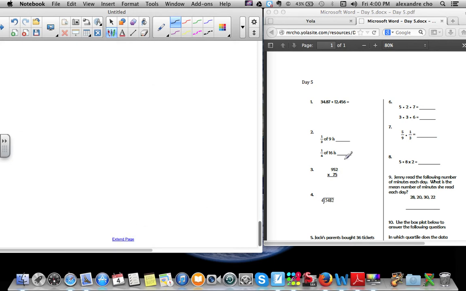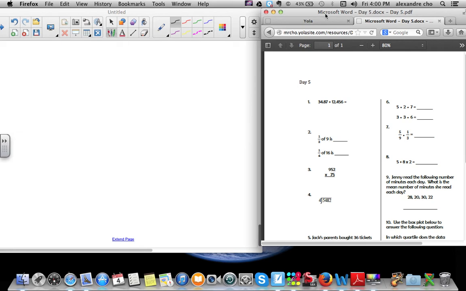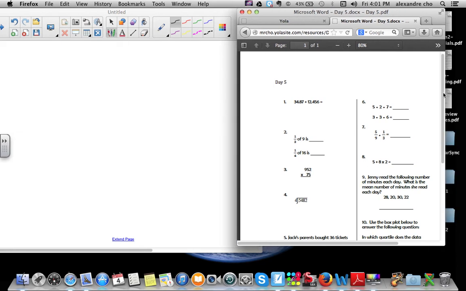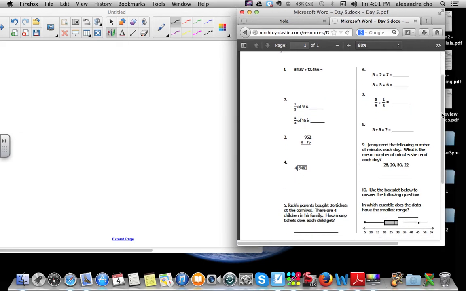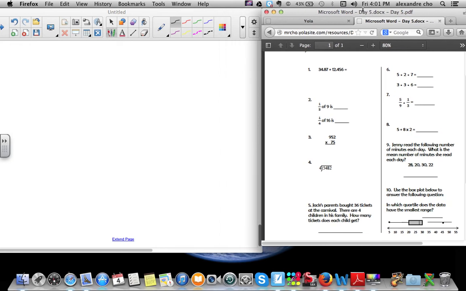Okay, and on this side. Jack's parents bought 36 tickets at a carnival. There are 4 children in his family. How many tickets go to each child? Really? 36 divided by 4, it's 9. I'm going to even skip that one.